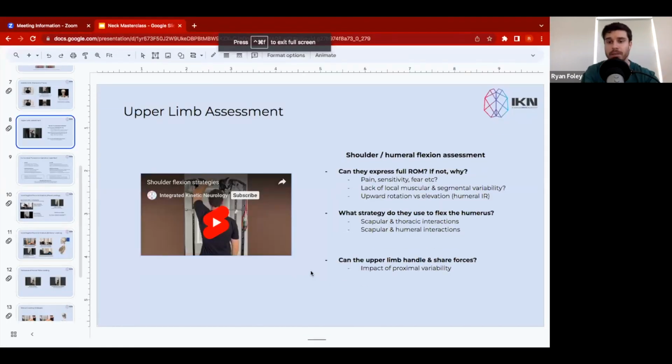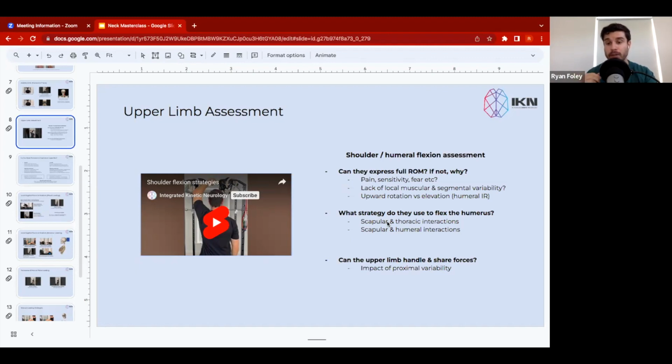So we're looking for pain sensitivity, we're looking for fear of motion, we're looking for a lack of muscular and segmental variability. We're looking at upward rotation, elevation, and we're considering the influence of humeral internal rotation there. So if we don't have good upward rotation, then we may move the humerus into internal rotation to drag that scapula into upward rotation, okay? And we can consider things through two separate interactions. Does this demonstrate a lack of variability between the scapula and the thoracic spine? Or does this demonstrate a lack of variability between the scapula and the humerus, for example?